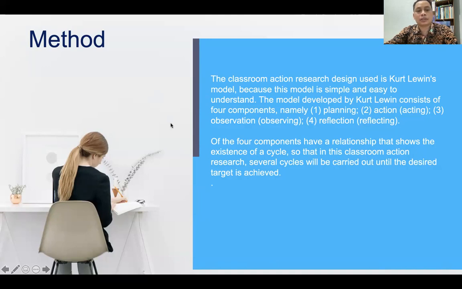Research method. In this article, the classroom action research design is Lewin's model. Why? Because the model is simple and easy to understand. The model developed by Lewin consists of four components: number one, planning, action, observation, and reflection. The four components are related to show the existence of a cycle. So the classroom action research cycle will continue until the desired target is achieved.